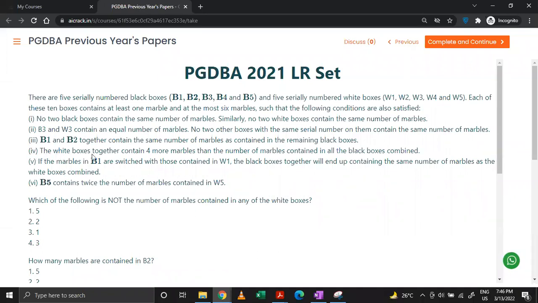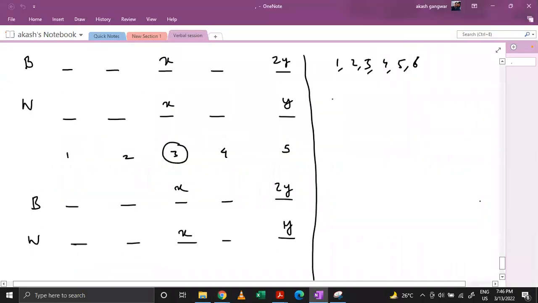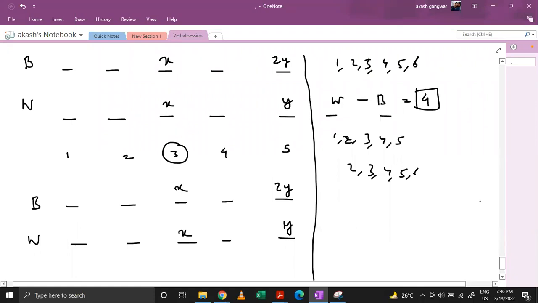When I read this statement, the white boxes together contain 4 more marbles than the number of marbles contained in all the black boxes. So basically W minus B is 4 in total summation. Now we know that every box has a different number of balls. So it can be 1, 2, 3, 4, 5, or it can be 2, 3, 4, 5, 6. One thing we can observe is that the maximum difference between the summation of white and black balls is 5. That can be possible when black boxes have this set of numbers and white boxes have that set of numbers. So that comes out to be 5.